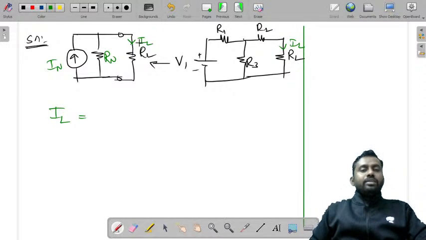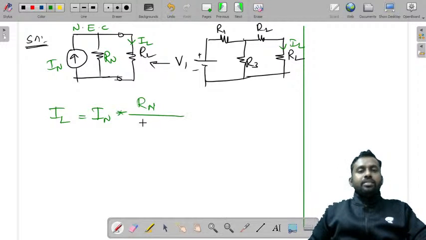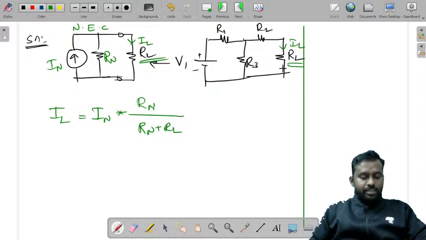The current division rule: if you observe this, this is Norton's equivalent circuit. These two are in parallel with a current source. Current in any parallel branch is equal to the total current times the opposite branch resistance divided by the total resistance Rn plus RL. And RL is already given in the question. This is the question and this is the equivalent circuit.